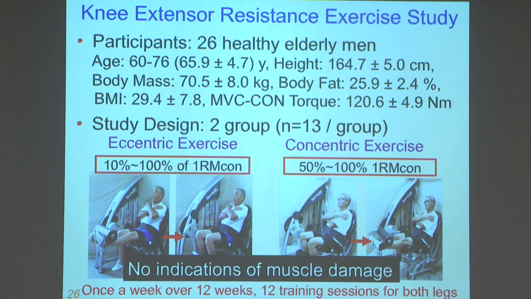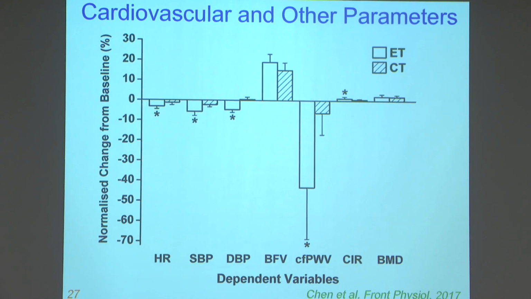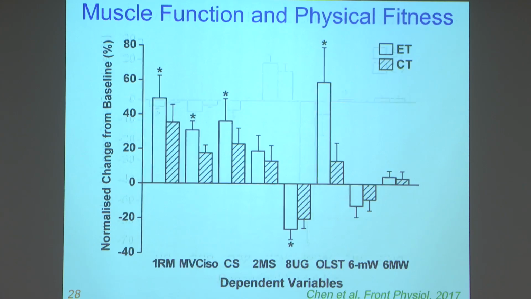We didn't find any indication of muscle damage, such as muscle soreness and strength loss, after any of these exercise sessions. However, after 12 weeks of training, only once a week, we found that resting heart rate and blood pressure decreased more for the eccentric training group than concentric. And this is the arterial stiffness measurement, which decreased more for the eccentric group than concentric. And also circumference, which is an indicator of muscle hypertrophy, increased more for the eccentric than concentric group.